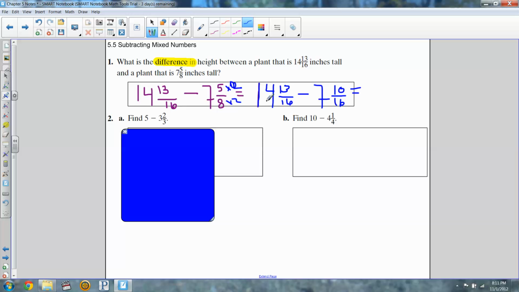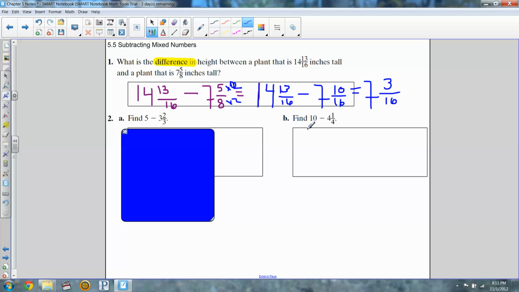Final answer, I'm going to subtract my whole numbers, so I'm going to have 7. And then 13 minus 10 is 3 over 16. That is in simplest form, so that's my final answer. If I end up with a mixed number that's not in simplest form, remember you always have to simplify that.